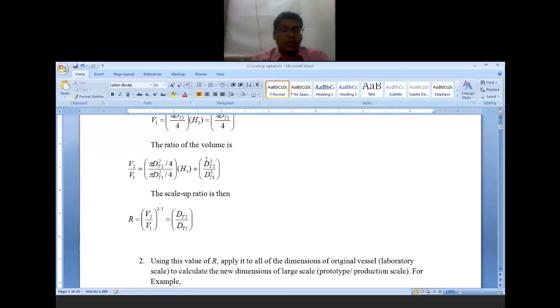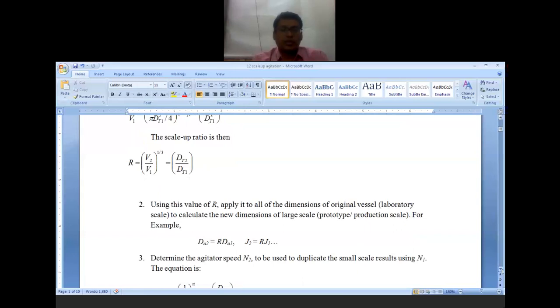Because it is coming as d cube, that is the scale up ratio. So first thing is to calculate the scale up ratio by using V2 upon V1 raised to 1/3, which is nothing but the diameter of tank 2 upon diameter of tank 1. Using this value of R, apply it to all the dimensions of the original vessel, that means the laboratory scale, to calculate the new dimensions of the large scale, or the prototype or the production scale.